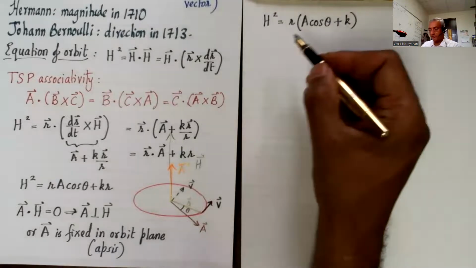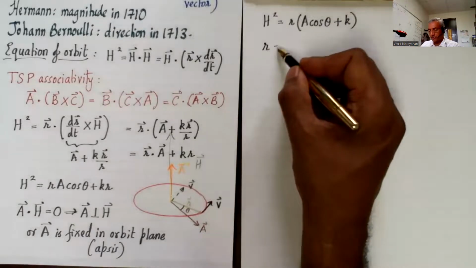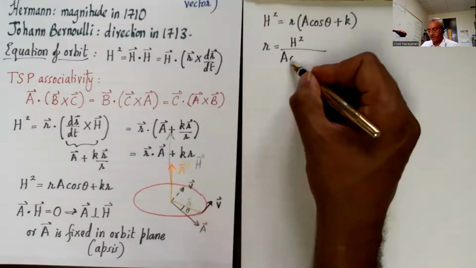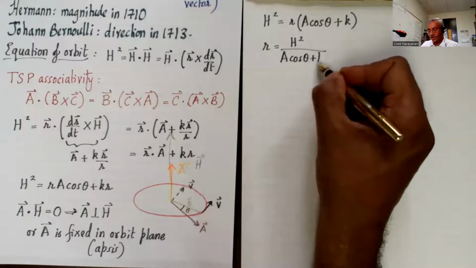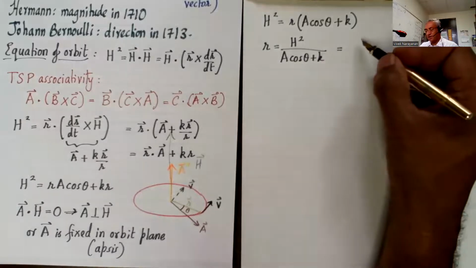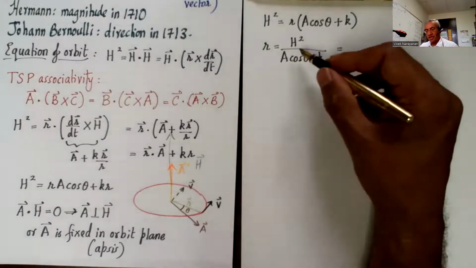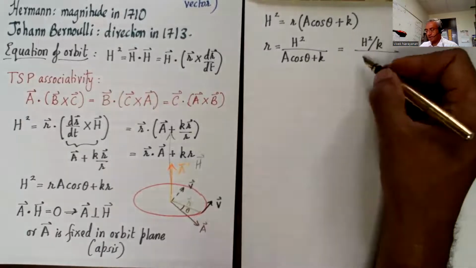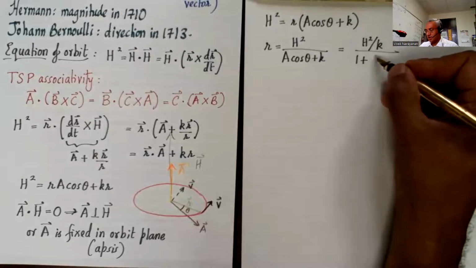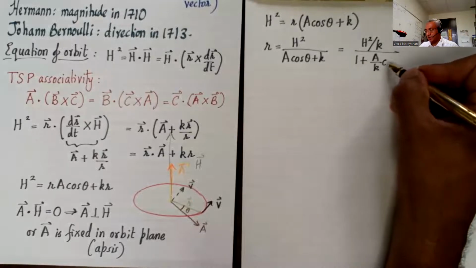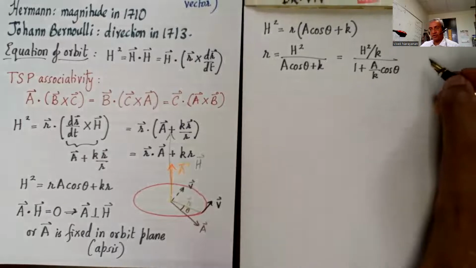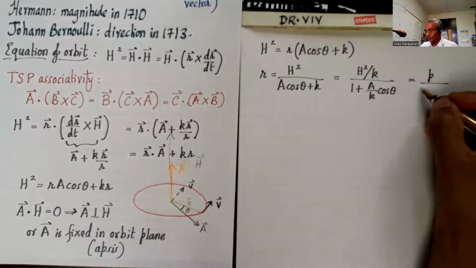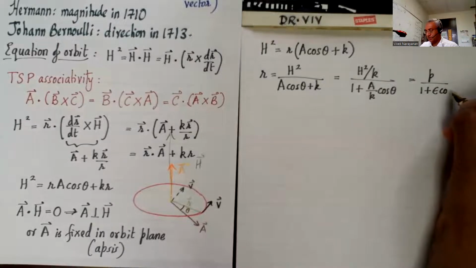Now I'll divide both sides by what multiplies r. So I get r equals h squared over a cosine theta plus k. I'll divide both numerator and denominator by k. You'll see why I do that. So I get h squared over k, and then 1 plus a over k cosine theta. Well, that looks an awful lot like an ellipse, actually like a conic section. So I'm going to call this 1 plus epsilon cosine theta.